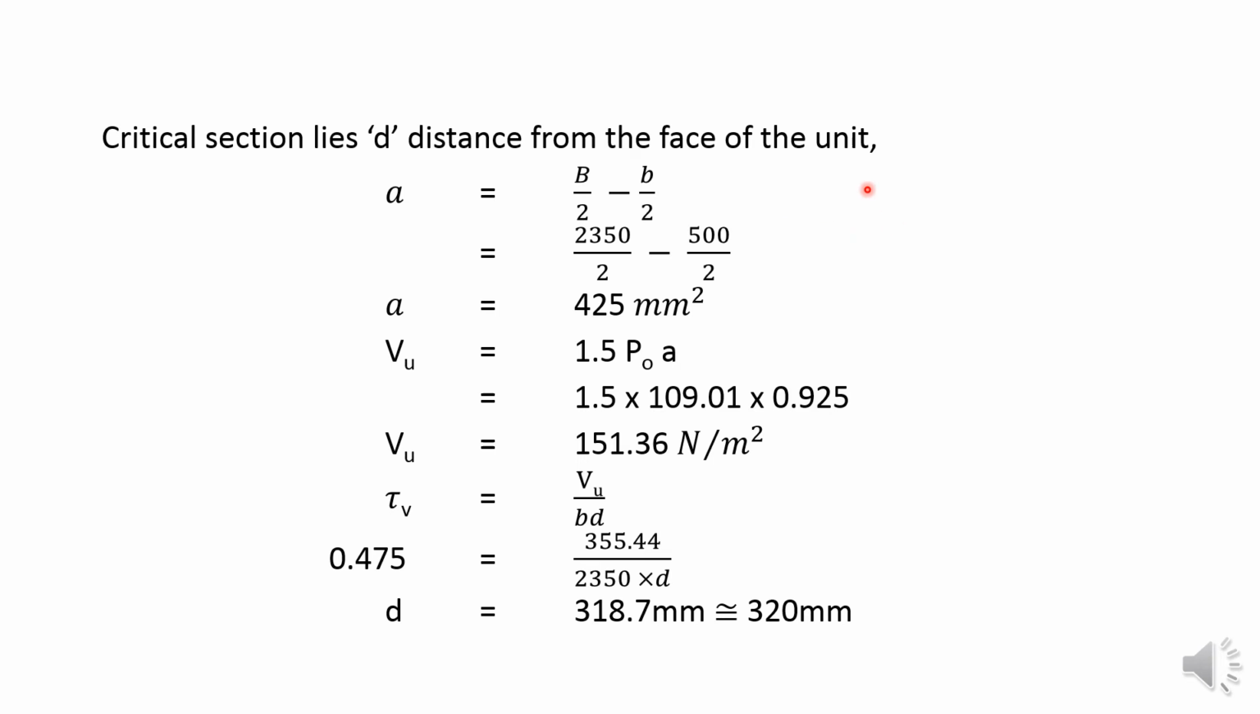So based on that we have to determine the d. The critical section lies normally d distance from the face of the column. So from that we have to use this relation. Finally we find the value of d is equal to 320 mm.